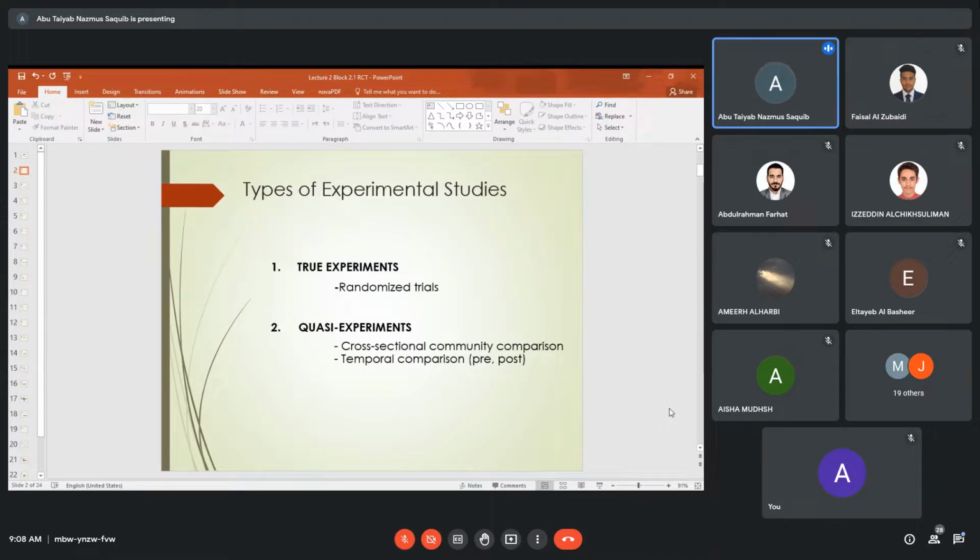Now, between the observational design and the experimental design, the experimental is superior. Why it is superior, we will know in a second, although we talked about it in the first class as well. So before we go into that, we need to know what the experimental studies are. There are two main types. One is the true experiment and the other is the quasi experiment. Quasi means kind of halfway, not really true. So the true experiment is the randomized trial, which we will talk about today.